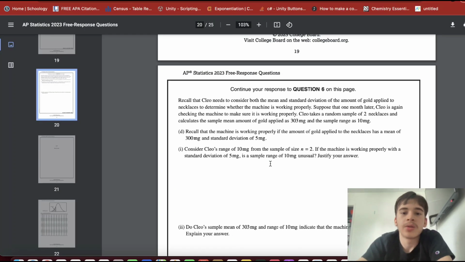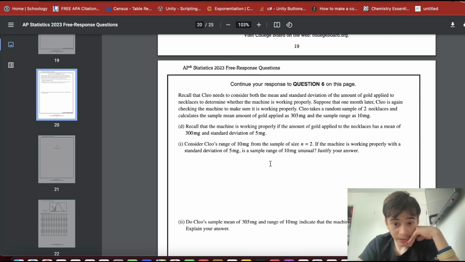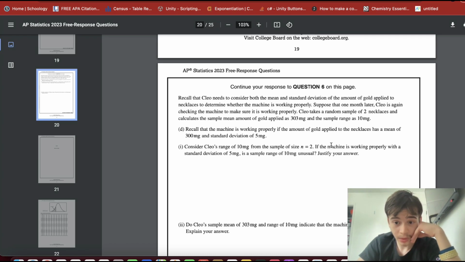Recall that Clio needs to consider both the mean and standard deviation of the amount of goad applied. Recall the machine is working properly if the amount of goad applied to necklaces has a mean of 300, standard deviation of 5. Consider Clio's range of 10 milligrams from the sample size of 2. If the machine is working properly with a standard deviation of 5 milligrams, is the sample range of 10 milligrams unusual?